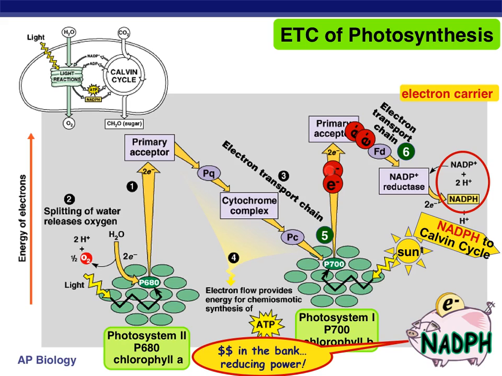So once these electrons are excited, we're still going to pass them. And this time, as we pass them through the electron transport chain, we are going to store them. We're going to attach these electrons to an electron carrier known as NADPH. And NADPH is going to be also sent to the Calvin cycle to help with the making of our carbohydrates.